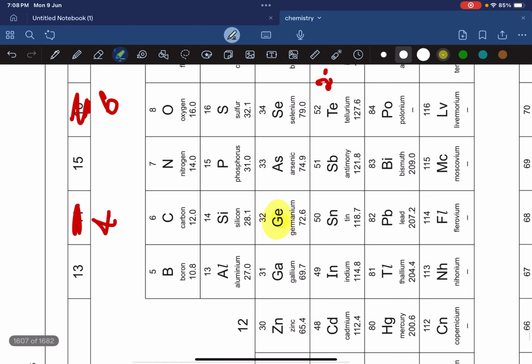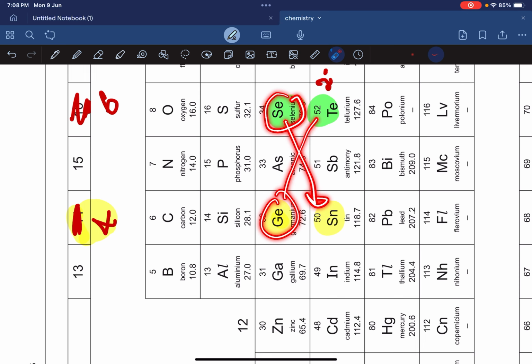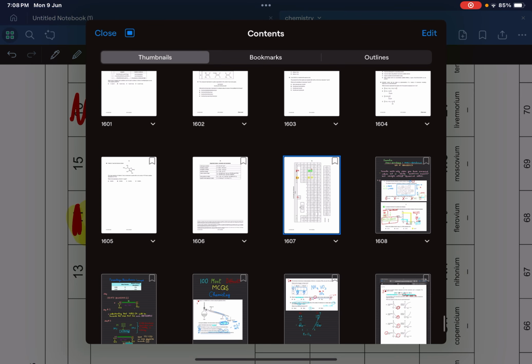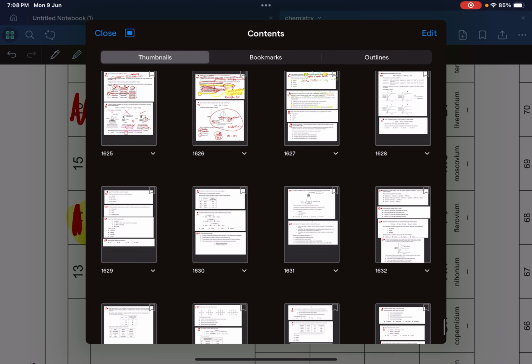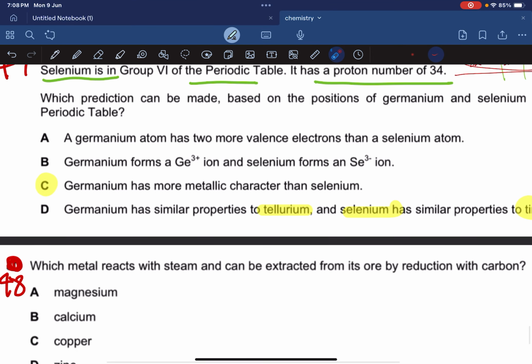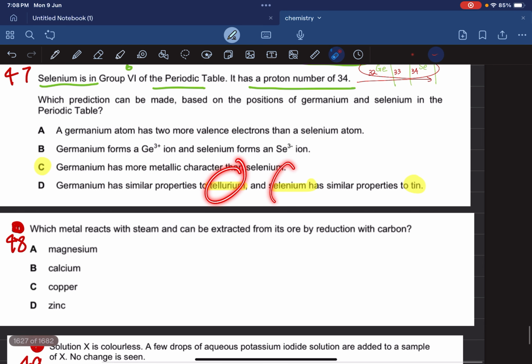Germanium has similar properties to tin because they are in the same group, and selenium has similar properties to tellurium. Over there, they have reversed them. They've paired selenium with tin and germanium with tellurium. That's incorrect. So we are done with this. I hope you get it. They just tried to confuse us with this.